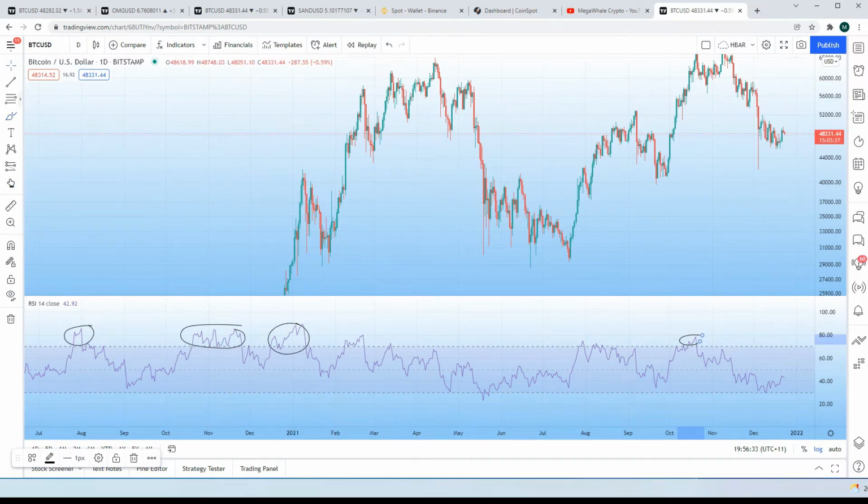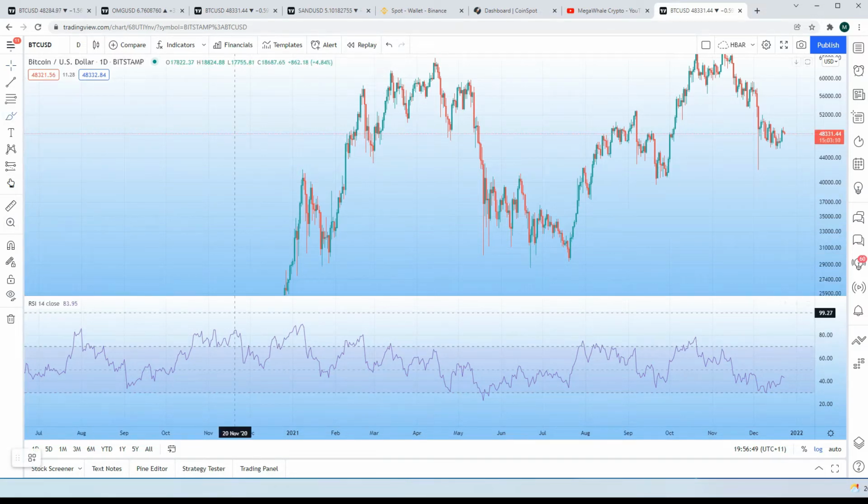So it's very important to remember and to keep in mind, just because an asset is overbought or is showing as overbought on the RSI, it does not mean it's time to sell. So keep that in mind. It's a very, very critical piece of information.